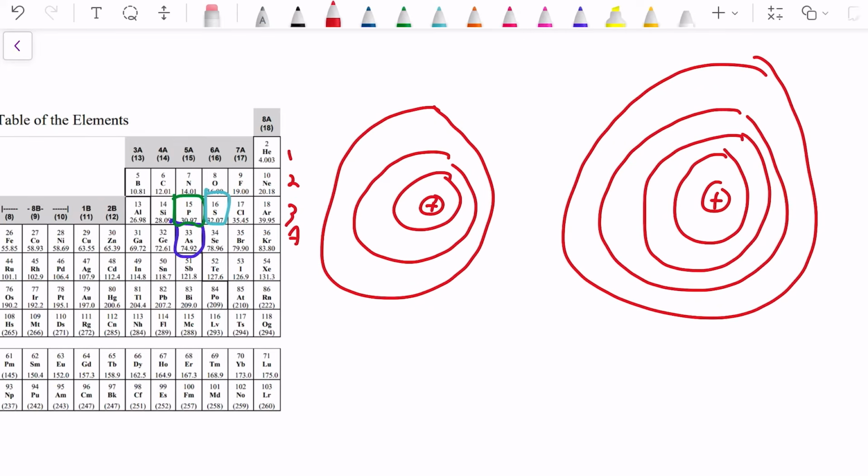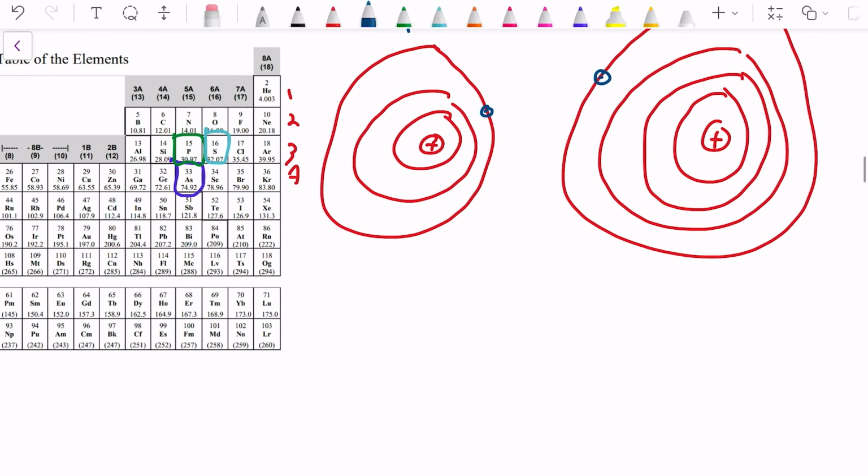Electronegativity is the ability to attract electrons. Even though arsenic has more protons, the outermost electrons it's attracting are much farther away than phosphorus's would be, so therefore it has a harder time attracting. So this one is essentially phosphorus.